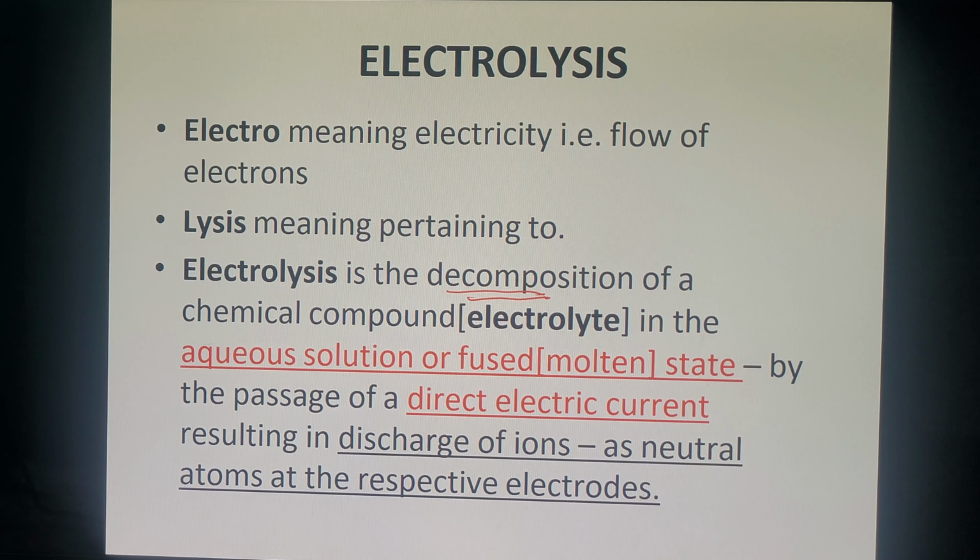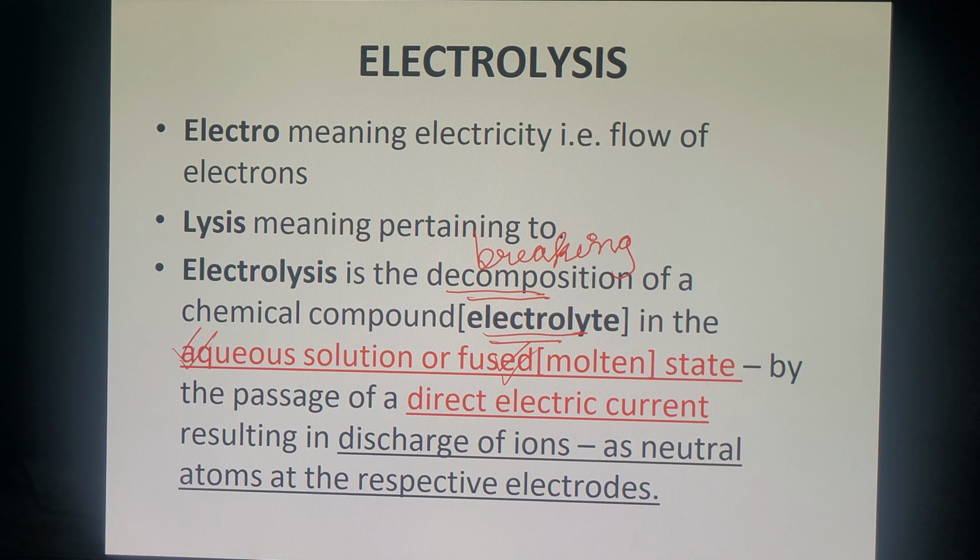What do I mean by the word decomposition? Decomposition is nothing but, as the word indicates, I am breaking a compound. Now, whichever compound I have taken will be called an electrolyte. In which two states? I just now told you the two states in which I can take the electrolyte. Either it should be in the aqueous state, or it should be in the fused state, or the molten state.